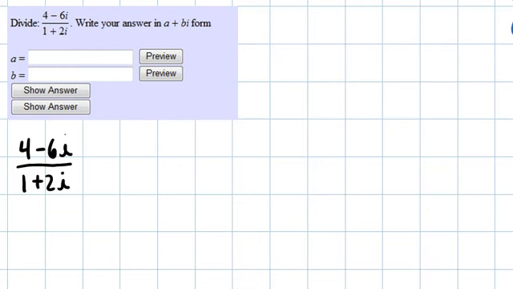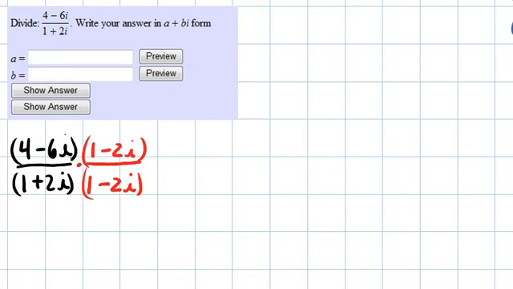So what we're going to do is multiply the top and the bottom of this fraction by the conjugate of the denominator. The conjugate is 1 minus 2i. So you keep the real number part the same, 1, but you change the sign on the imaginary part. We have to multiply the top and the bottom by that. Now, I would suggest putting parentheses around these, and you kind of treat them as though you're multiplying binomials.